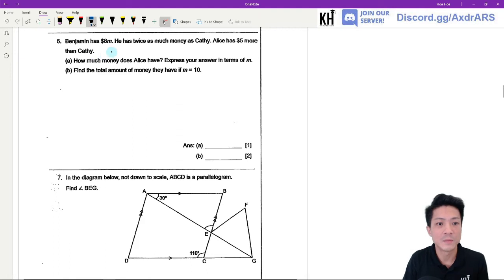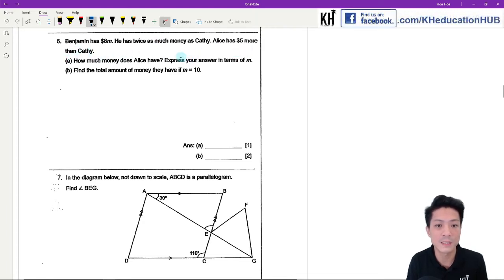Question 6. Benjamin has $8M. He has twice as much money as Katie. Alice has $5 more than Katie. How much money does Alice have? Express your answer in terms of M. And for part B, find the total amount of money they have if M is equal to 10.